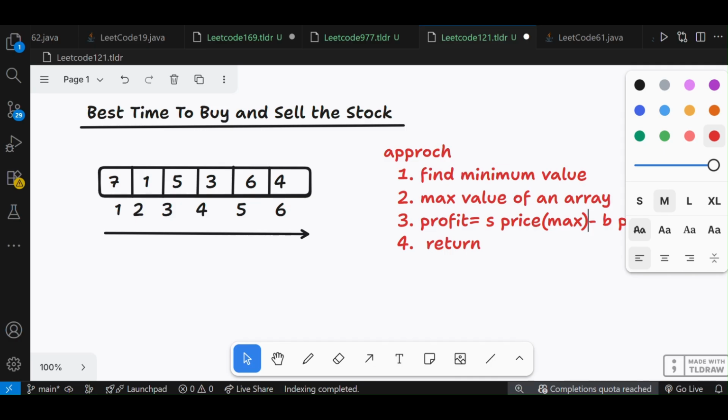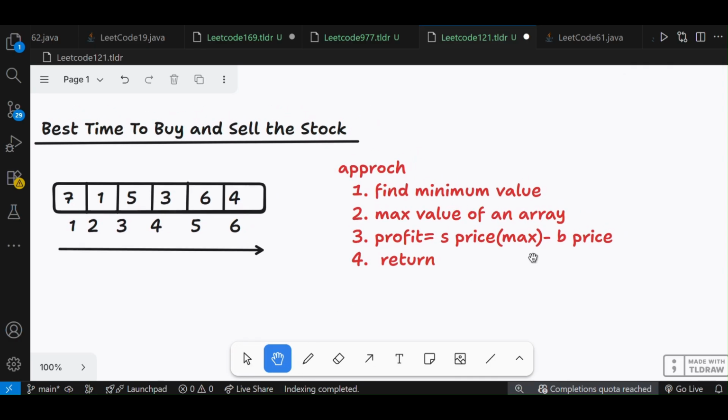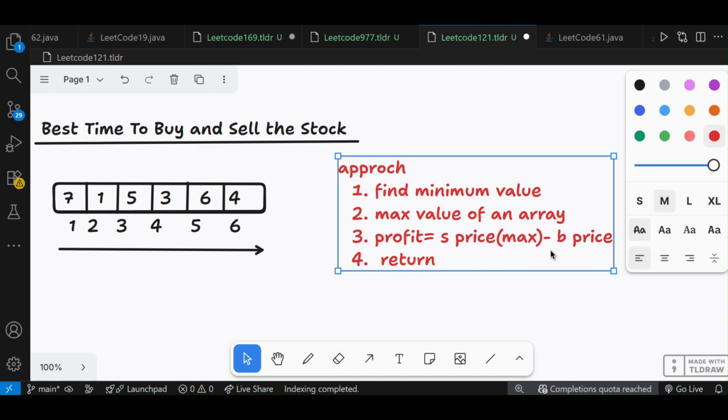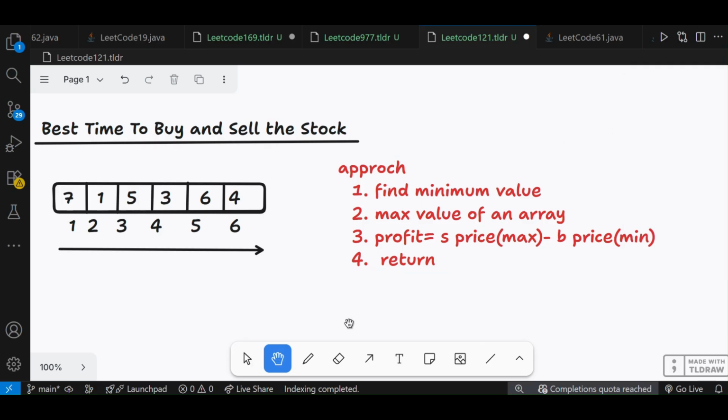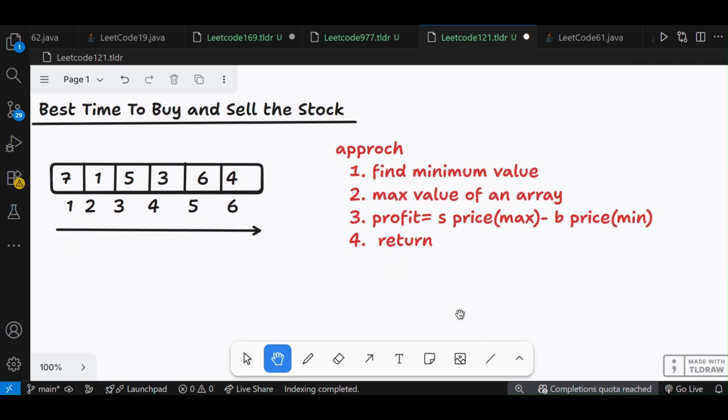And we buy the stock at the minimum price value. So this is my approach. Whenever I want to buy a stock, I find the day where the price is minimum and I buy the stock. Then day by day I analyze where the maximum day is, and on that day I sell my stock.